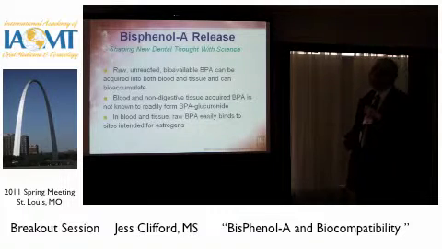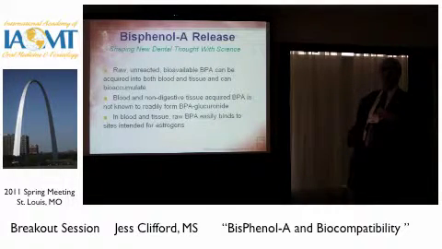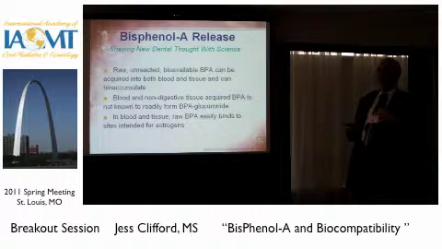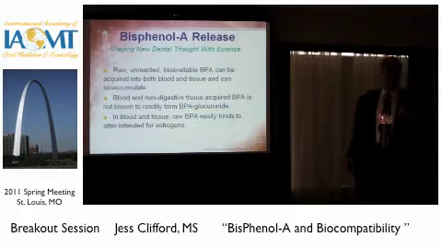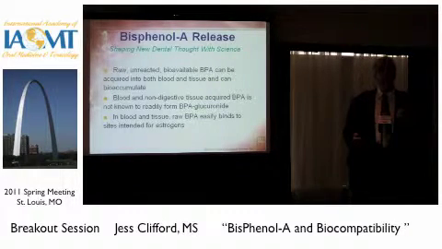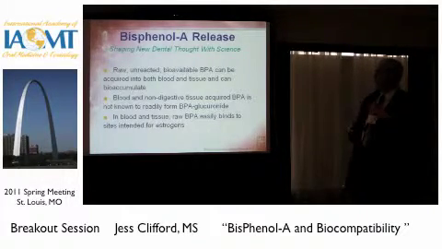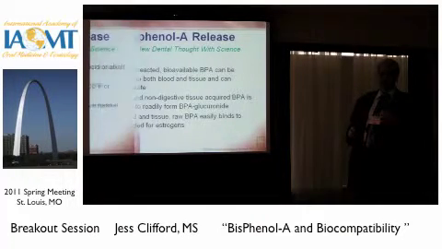Raw, unreacted, bioavailable bisphenol-A can be acquired into both blood and tissue and can bioaccumulate in certain patients that have failed metabolism, if they have a problem in the things they absorb. And so patients who are the most vulnerable are those that are in poor health overall. We'll suggest some possible alternate materials for them. Blood and non-digestive tissue-acquired BPA is not known to readily form the glucuronide sugar form. In both blood and tissue, raw BPA easily binds to sites intended for estrogen.